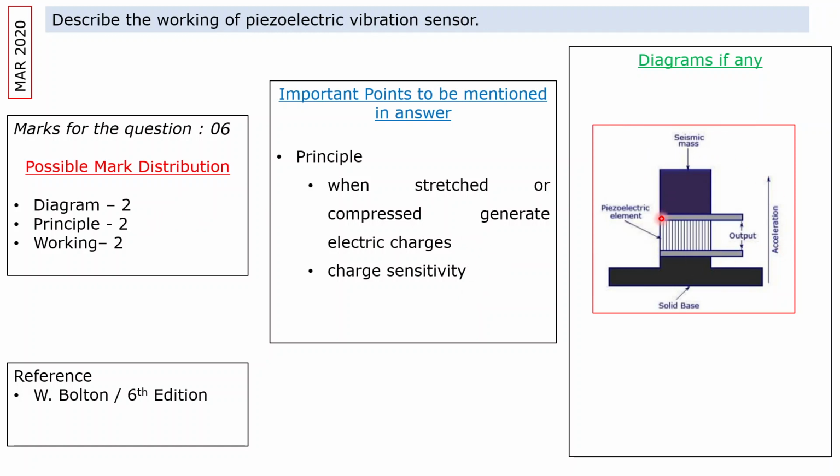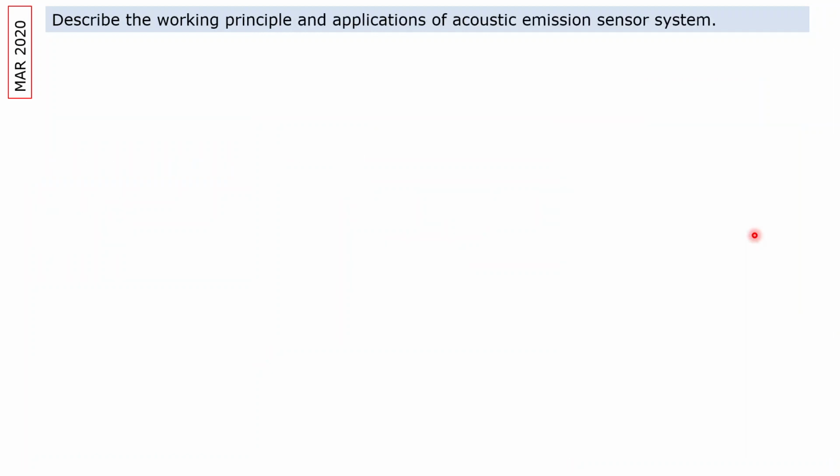Now this is the diagram. In this diagram you can see there is a piezoelectric element in between these two plates. There is a solid base here, and a seismic mass here, which means it is a vibrating load. During vibration, the piezoelectric element will be stretched or compressed, and likewise you will get an output as an EMF. This is the working of a piezoelectric vibration sensor.